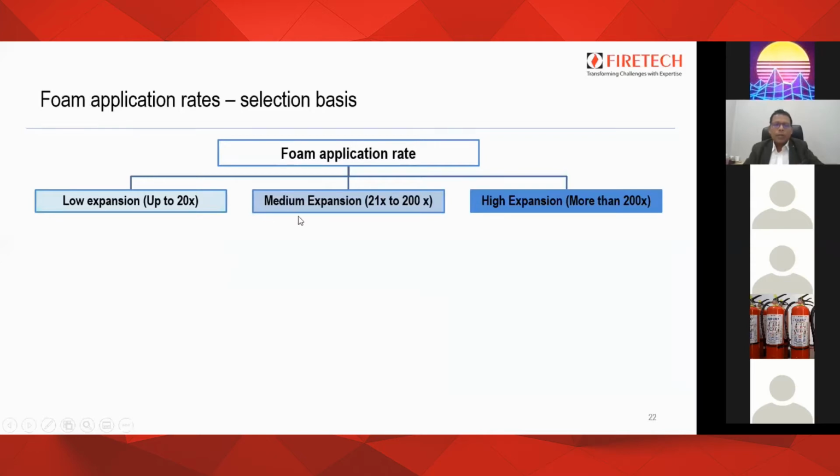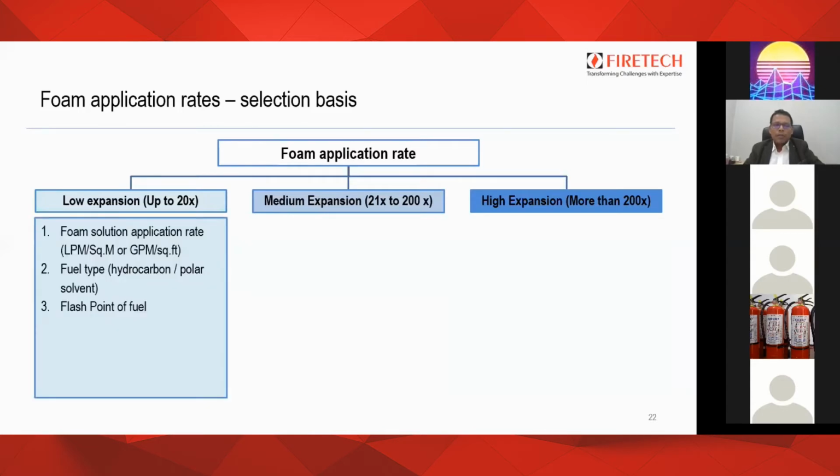Now the most important topic. First, when you design a foam system, it all starts with the foam application rate. Before the application rate, it is what type of foam system is going to be used. Once the type of the foam system is decided, then there is a proper methodology to go about the application rate. So what is the application rate?